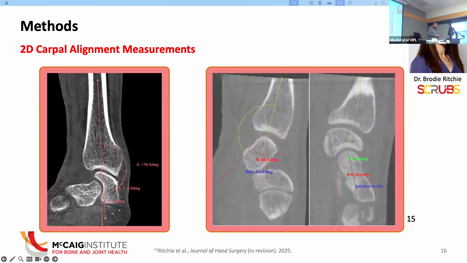But the current standard for these measurements is to manually annotate 2D radiographs or 2D CT slices. So these examples on the screen here were done by Dr. Brody Ritchie, who's an orthopedic resident, and then they're subsequently verified by a group of orthopedic surgeons at the South Health campus. As you may be able to tell, this is a very time-intensive process, and studies have shown that even slight changes in wrist position will affect measurement reproducibility, which highlights the need for an automated method that can obtain these measurements.